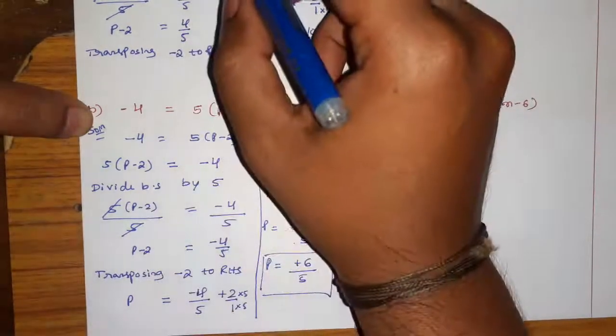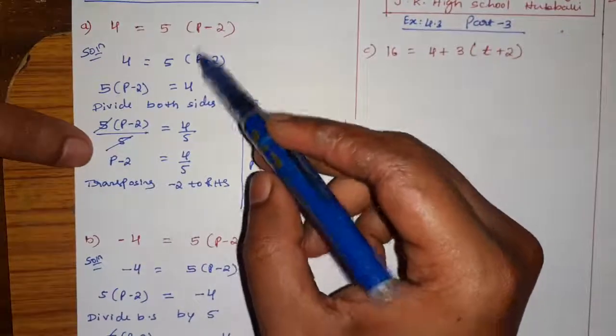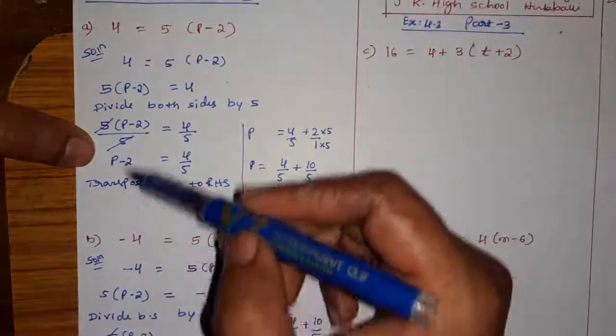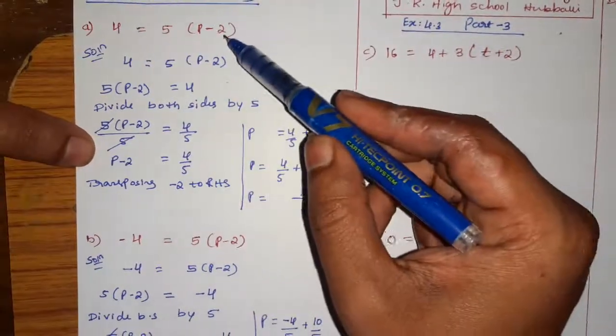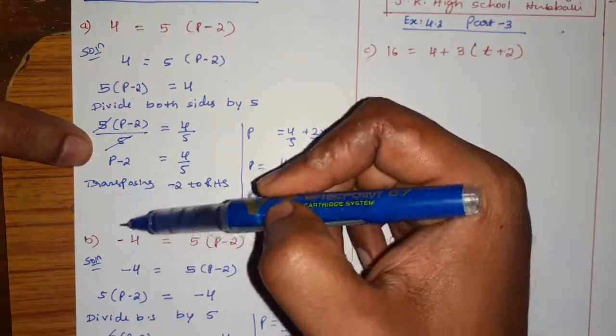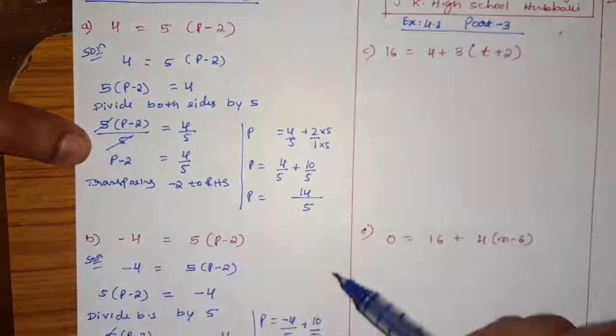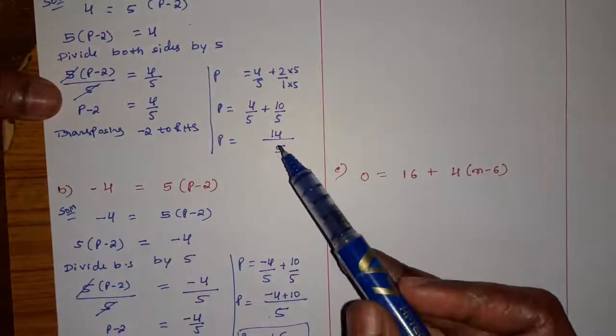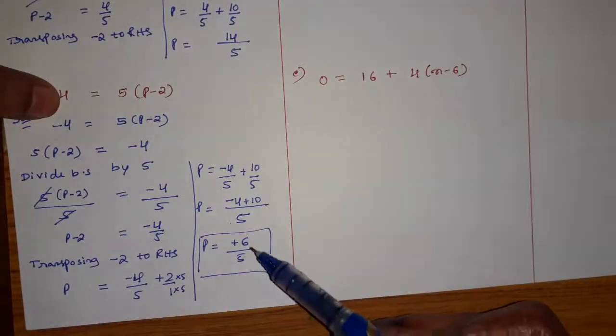Both equations look similar, the first one and the second one, but the only difference is it is minus 4 here, it is a plus 4 here. RHS are same, but LHS are different. Minus 4 here, it is a plus 4, therefore the answer is also different. Here 14 by 5, here it is plus 6 by 5.